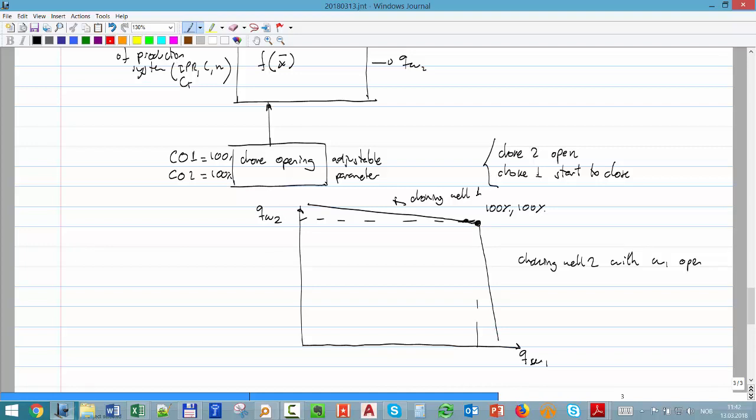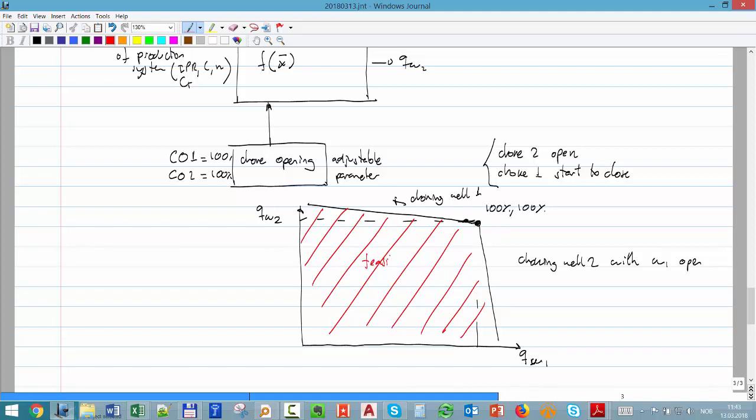So all the points that fall inside this map are feasible combinations. These are feasible rates. That means if my reservoir engineer wants this point, it will be possible to produce. I just have to choke both well 1 and well 2 to reach that point, but it will be a feasible operation rate. If my reservoir engineer tells me I want to produce here, no way, because that's outside. So this is the feasible rates, and that's the non-feasible rates.